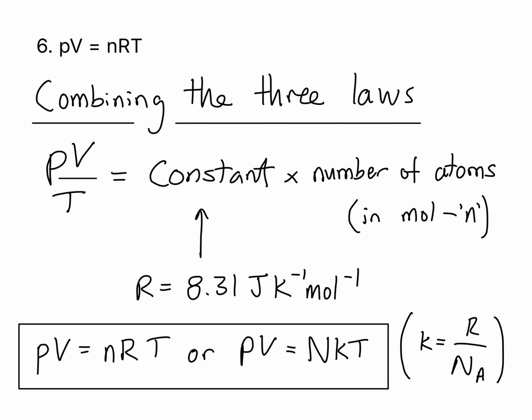There's a second form that you must know as well. Instead of counting in moles, count the actual number of molecules, capital N. Then the constant changes from R to little k, the Boltzmann constant, which is just R divided by Avogadro's number, so PV equals NkT. Two forms, same physics. Moles with R, molecules with k. Chop and change between them carefully, depending on what the question gives you.